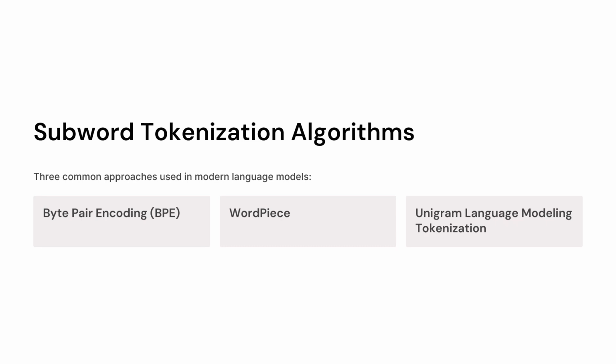So let's begin. There are basically several algorithms used to create subword vocabularies, but the three most common ones are byte pair encoding, WordPiece, and unigram language model. All three have the same goal, that is to break words into smaller, meaningful pieces called subwords. However, the way they learn these subwords is different. In this video, we will focus on byte pair encoding, commonly known as BPE.